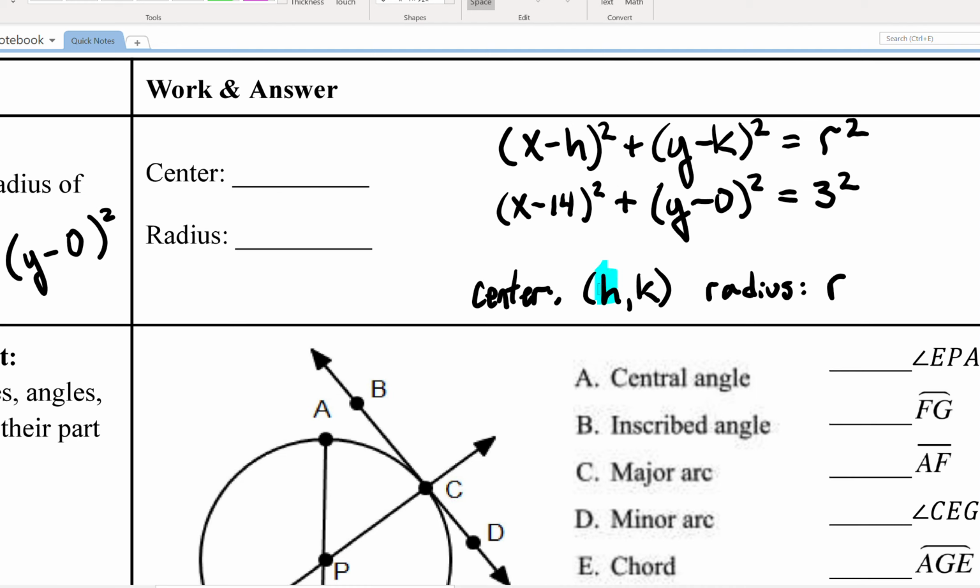And so then I can see that the h coordinate here is 14. Like a lot of these that we've done, h and k are kind of counterintuitive. And so h is 14. And then k would just be 0. So there's my center. It's at (14, 0). What's the radius, you ask? Good question. The radius is that number squared, and so it's 3.